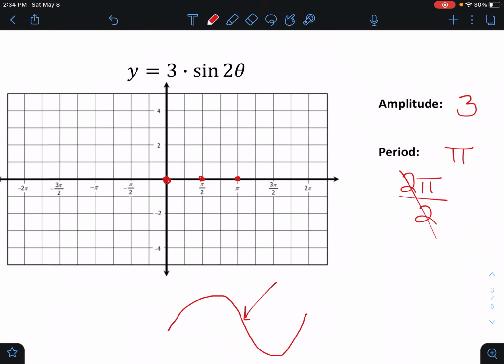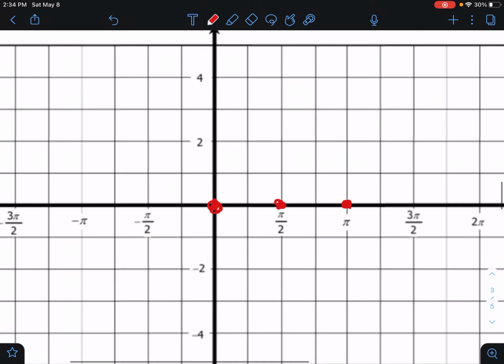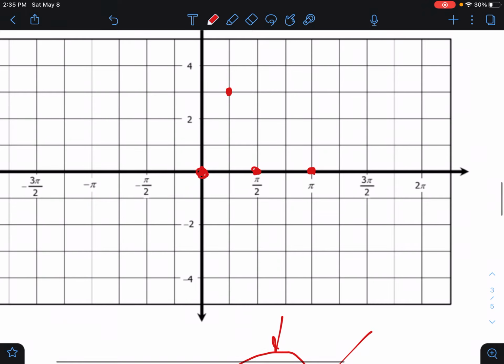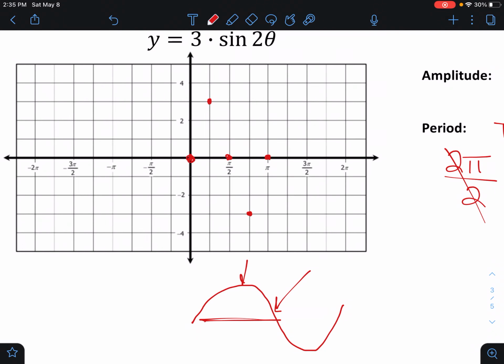Okay. And then my amplitude is usually 1. Well, in between these two, I go up to 1. Well, now I'm going to go up to 3. So halfway in between these two dots, I'm going to go up to 3. And then I'm going to go down to -3 in between those two dots. So now I have one wave, and now I can just repeat this cycle, right?